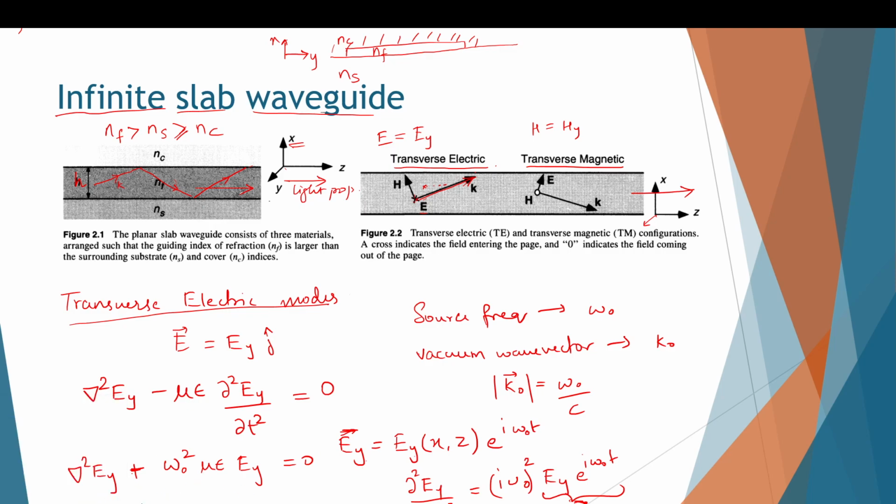So from this I can write it as del square EY plus omega naught by Vp, and if you remember, Vp is nothing but 1 by root mu epsilon, square EY equal to 0. So till now we did nothing but just simplify the wave equation for the electric field. Since we are assuming the transverse electric modes, it becomes easier for us. Now we don't have to worry about the electric field having multiple components, because now the electric field only has the y component. So this is the wave equation until now.